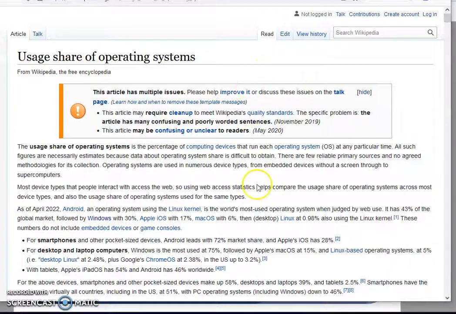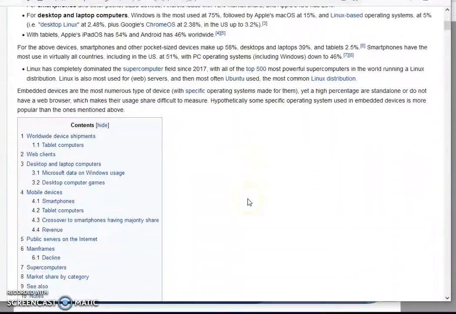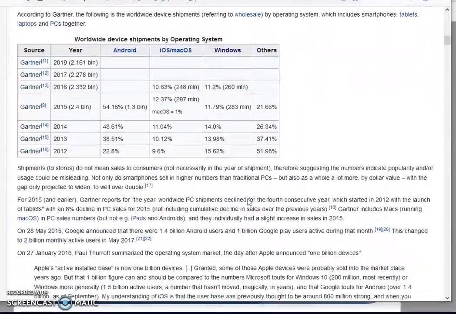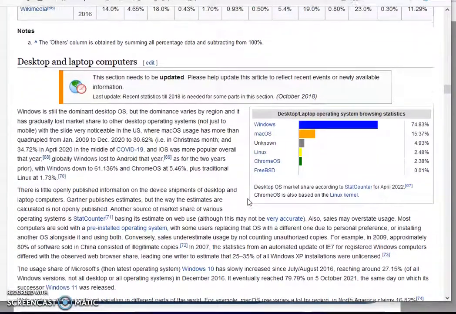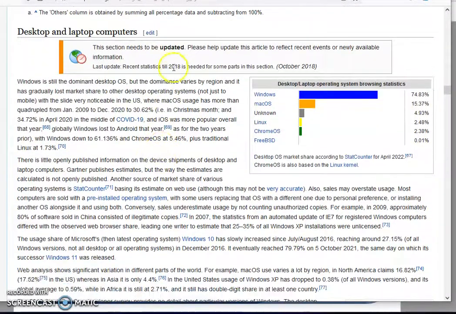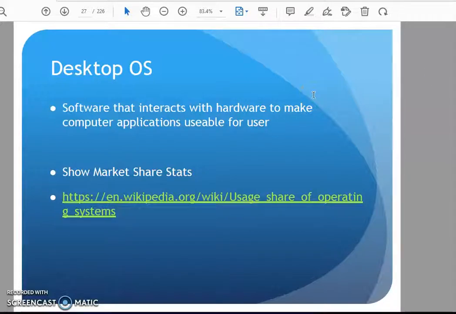If I take a look at the usage share here, here's the usage share of operating systems. Wikipedia actually updates this for you, so I can scan it to get a quick idea. Let me scroll down here to, I don't want web clients, I want desktop laptop. Here we go. If I look at the desktop laptop breakdown, it is no surprise that almost 75% of the market share is Windows. Mac is in there behind with 15%, and all the other ones take up the rest. That is really not a surprise at all. Most of our desktop and laptop machines are running Windows or some variation of Windows.